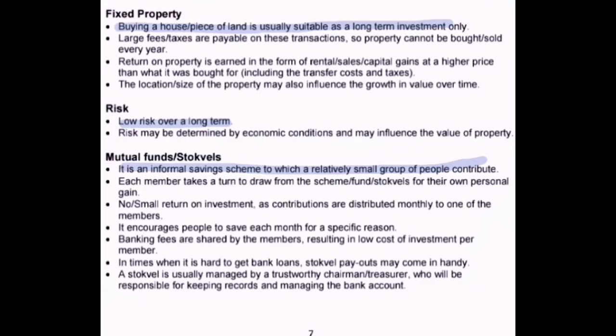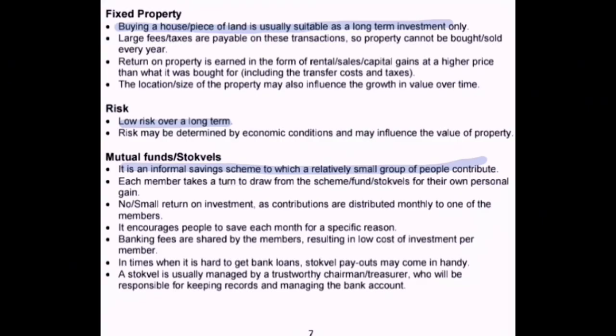Then we move forward. We move to fixed property. Fixed property is buying a house or land; it is usually stable as a long-term investment only. It's compared to what? A long-term investment only, because it has a low risk unless it will burn, but the risks are low. And then let us see the risk of fixed property. Low risk over a long term. They have a low risk.